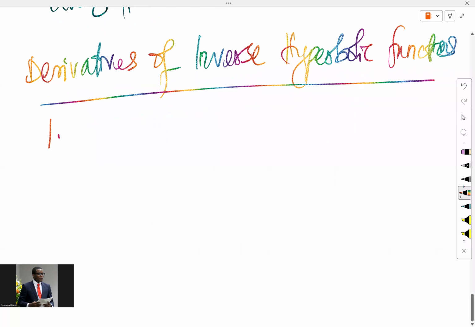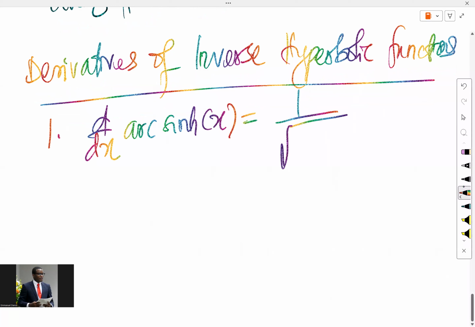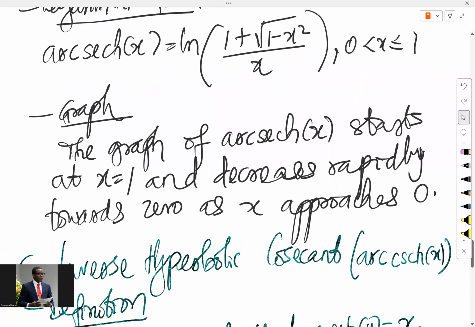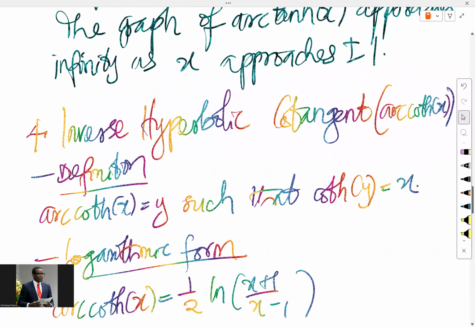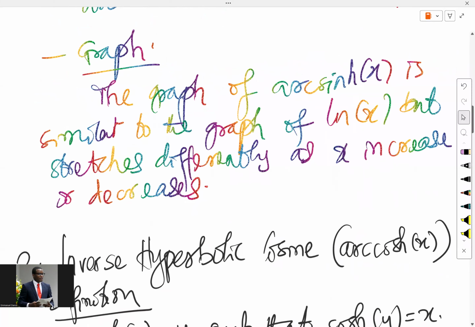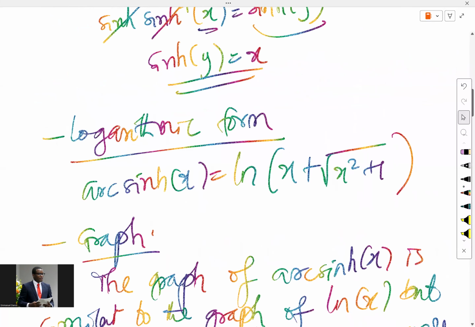So first of all, we talk about d dx of arcsinh x. And that derivative is 1 over square root of x squared plus 1. So for you to get that right, you already have the logarithmic form of each one. So just differentiate, that's all. So for this now, see what we have. We have arcsinh of this.